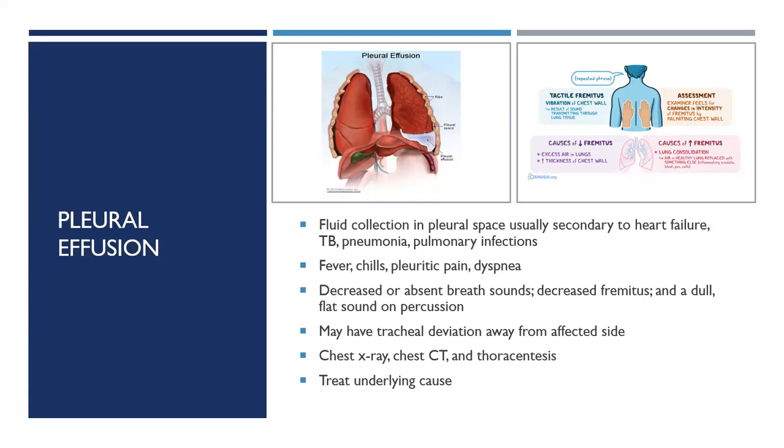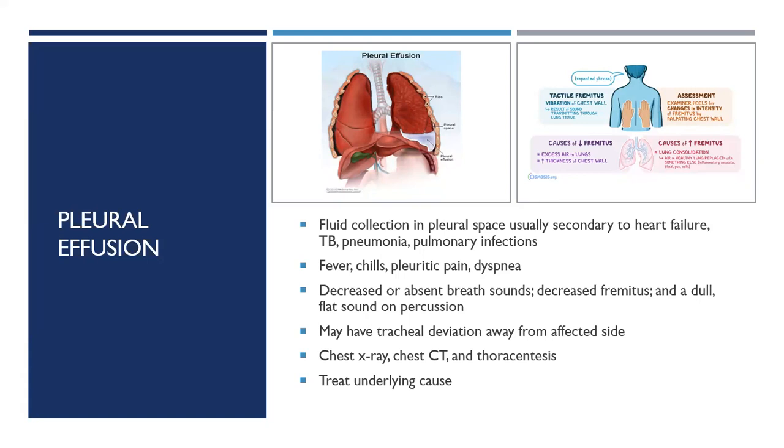And so with a pleural effusion, your patient is going to have pain on inspiration, that is the pleuritic pain. They're going to have shortness of breath, and fever is going to be a major issue. Also decreased or absent breath sounds, decreased fremitus, and we talked about that in other classes, and a dull, flat sound on percussion. Depending on the severity of the pleural effusion, you can see tracheal deviation. Typically at that point, it will be combined with a pneumothorax as well.